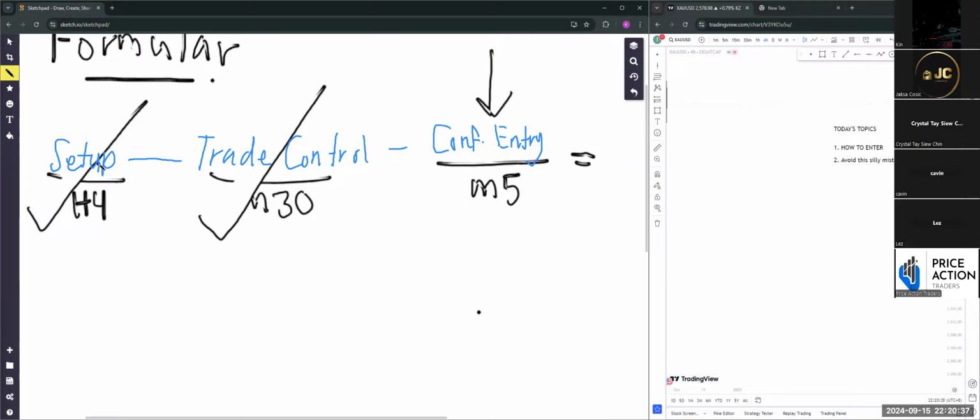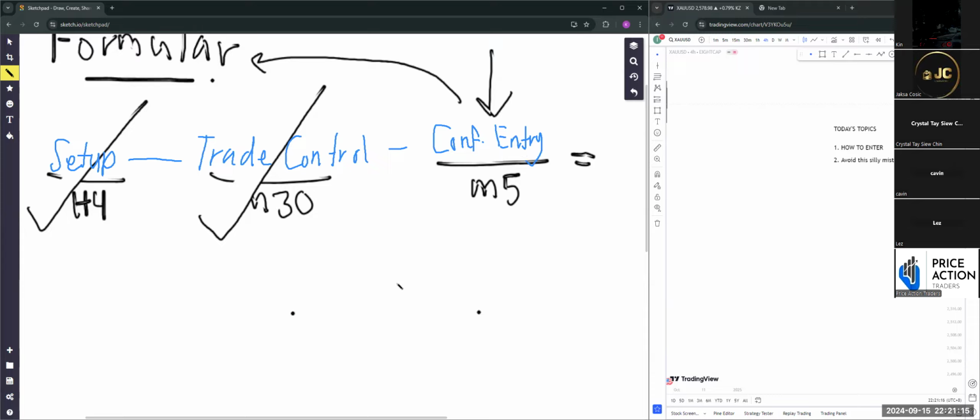We cannot take a buy. We cannot take a sell. We need to wait. Why do we need to wait? Because the formula is not there yet. Actually, you can take a buy or a sell, you can take the risk, but it is so damn risky. So we are not going to risk our capital on stupid trades. This scenario, where you find setup and trade control but don't have a confirmation entry, we're going to call our stupid trades.